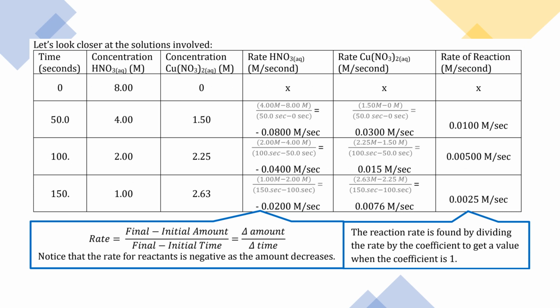So let's look at this. This is regarding the previous reaction, so we're going to look at the following. The rate is the final minus initial amount, so change of amount over change in time. Notice that the rate for reactants is negative as the amount decreases. So you have less and less reactant, therefore the amount decreases, which makes sense. The reaction rate is found by dividing the rate by the coefficient to get a value when the coefficient is 1.